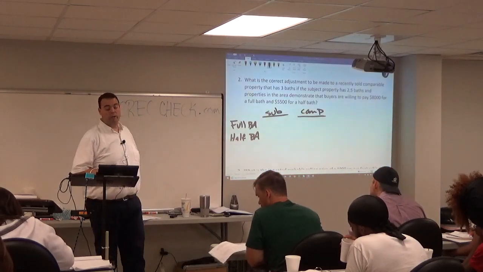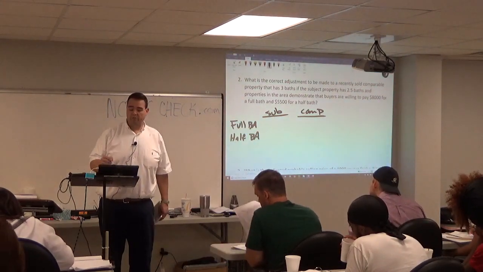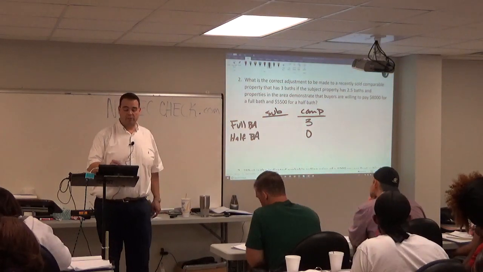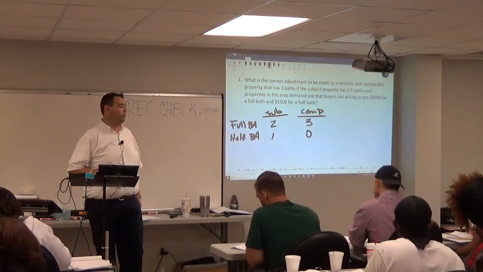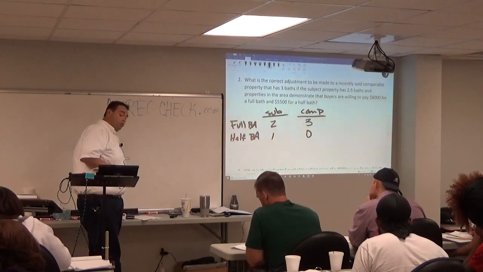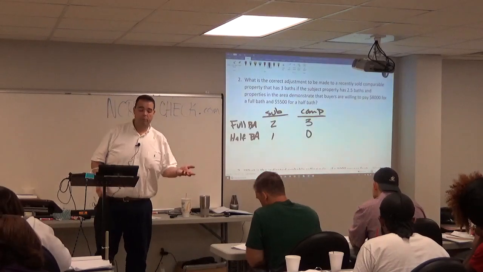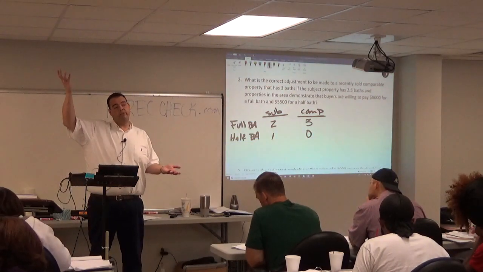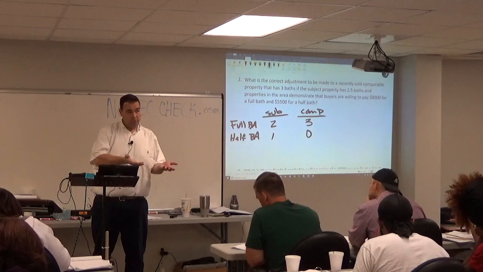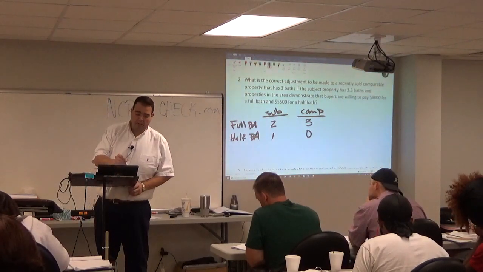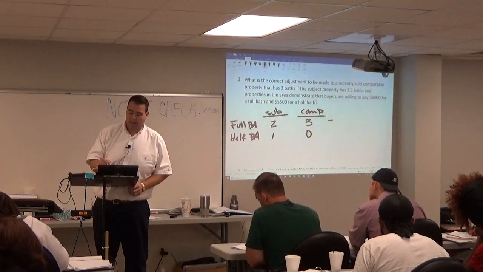All right, and here's what we know. The comparable property has 3, so that's 3 full and 0 half, and the subject has 2 full and 1 half. Does everybody agree with that? Okay, so looking at full baths, my subject property has 2, my comp has 3. Which way do I need to adjust? Down. Is everybody good on that adjustment? That is a negative adjustment, and it's minus the value of a full bath. And how much did they say that was worth? $8,000. So minus $8,000.